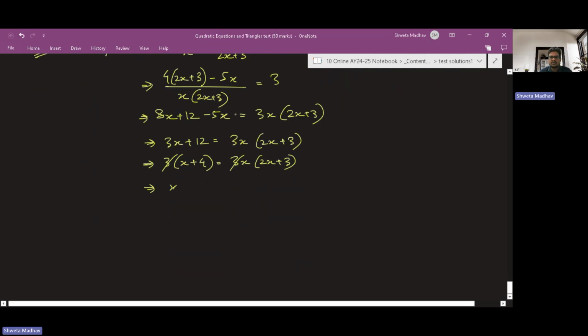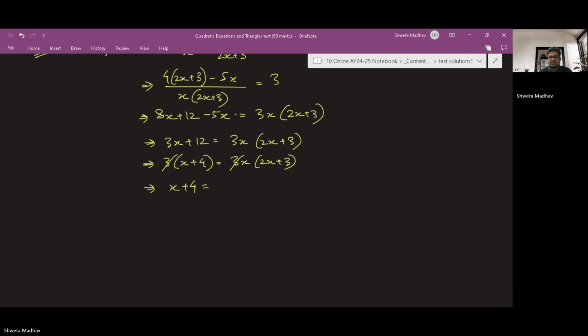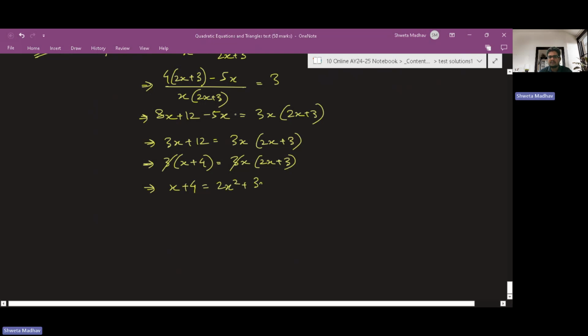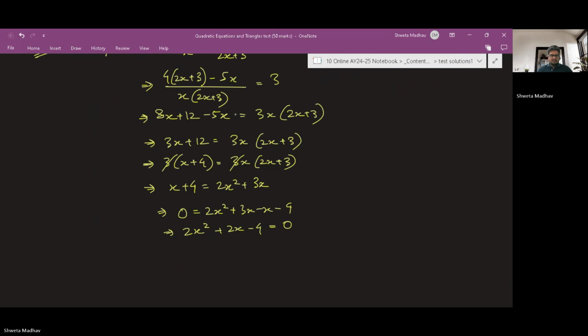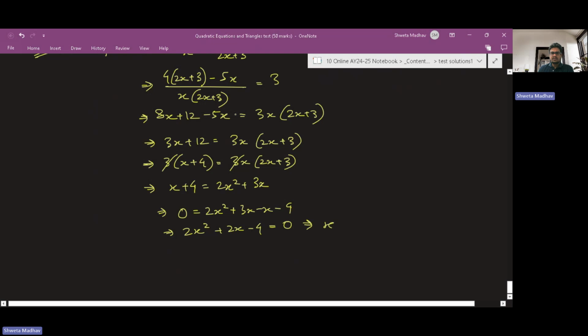So then this will be x plus 4 equal to 2x square plus 3x. So then you can say 0 is equal to 2x square plus 3x minus x minus 4. So this will be 2x square plus 2x minus 4 equal to 0. So this will be x square plus x minus 2 equal to 0.